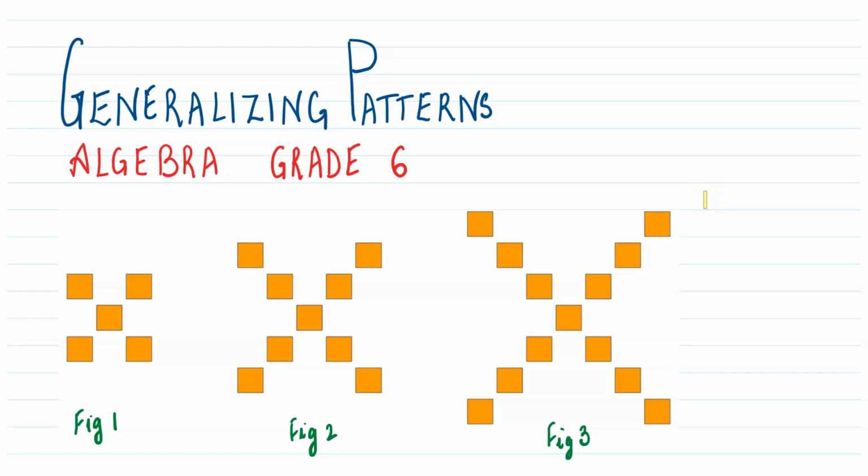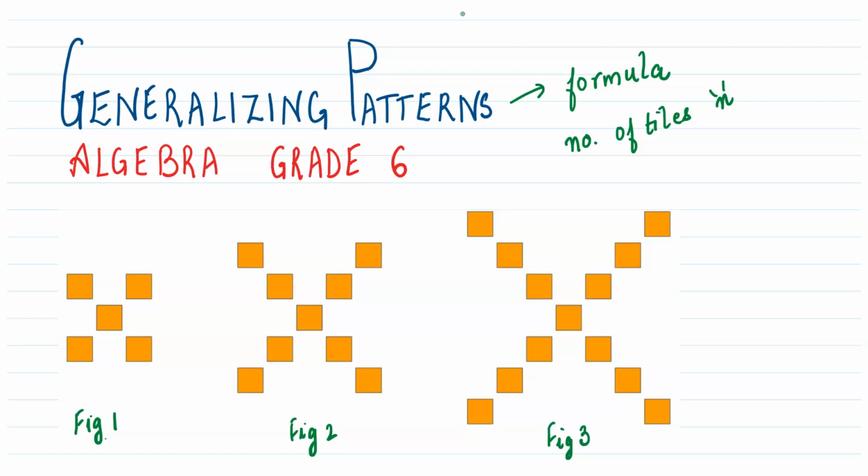In this video, we will be generalizing this pattern from Algebra Grade 6. What is the meaning of generalizing patterns? Generalizing patterns means that we have to develop a formula for this pattern. Now, this formula should tell us the number of tiles that will be used in the nth figure, that is the figure n. So we have to find out how many tiles will be used in the figure n.